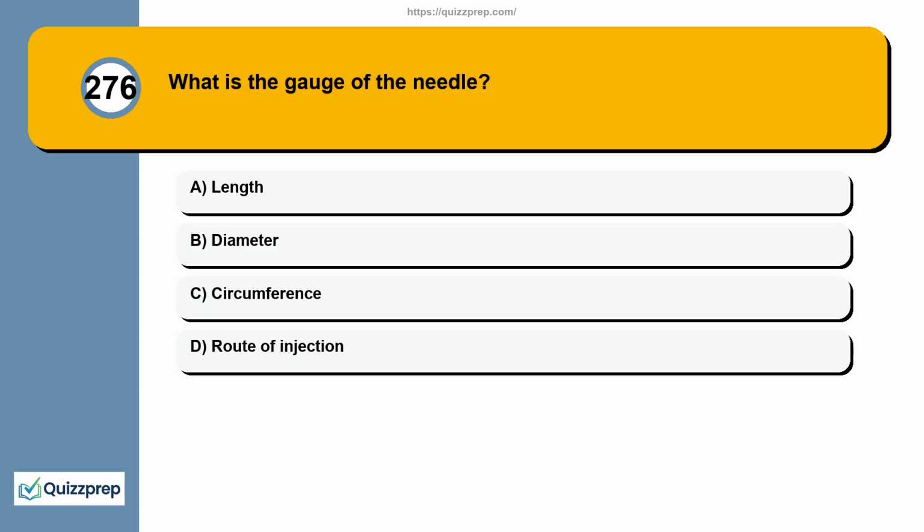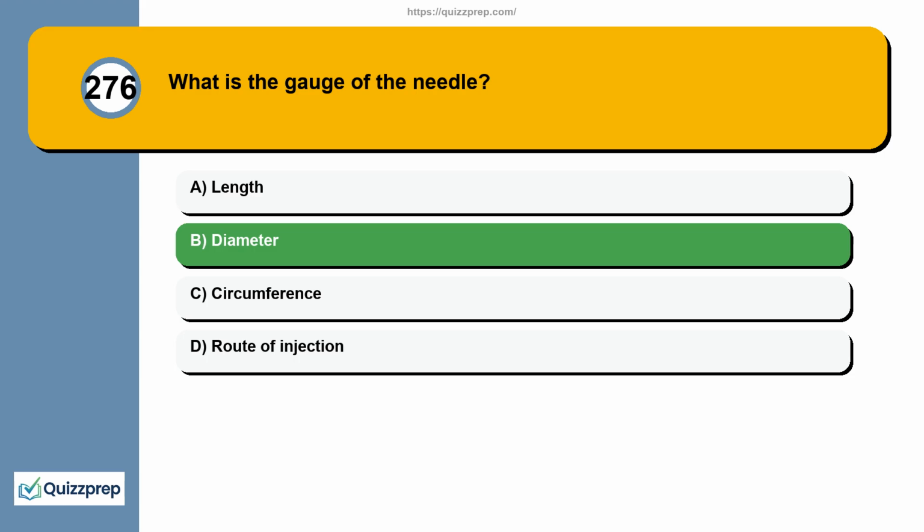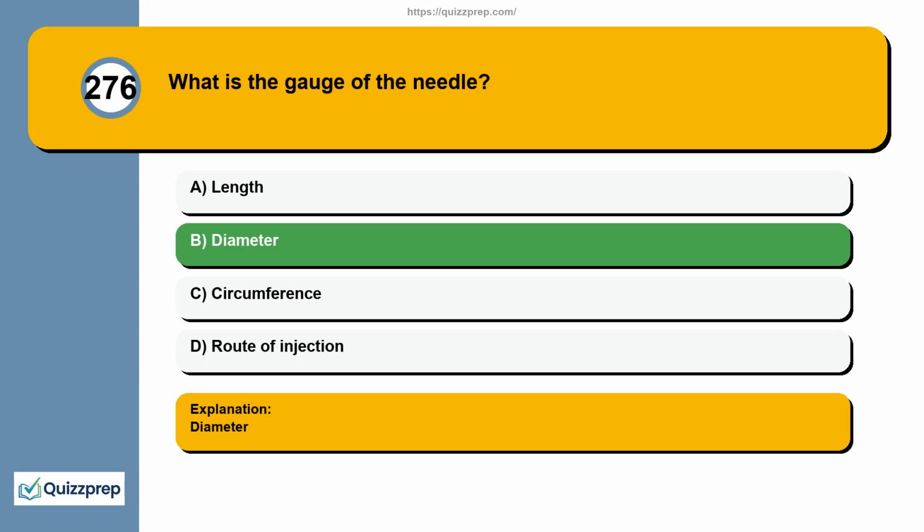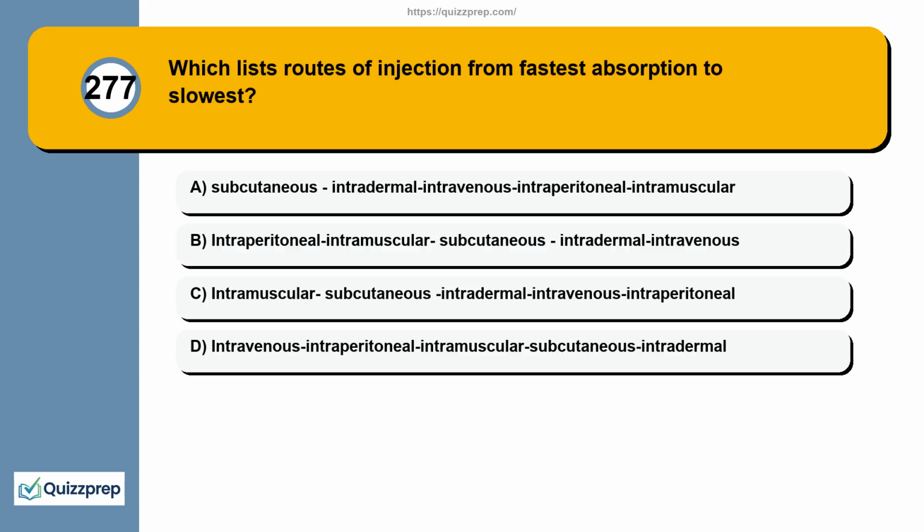Question 276. What is the gauge of the needle? Option A, length. Option B, diameter. Option C, circumference. Option D, route of injection. The correct answer is option B, diameter. Question 277. Which lists routes of injection from fastest absorption to slowest? Option A, subcutaneous, intradermal, intravenous, intraperitoneal, intramuscular.